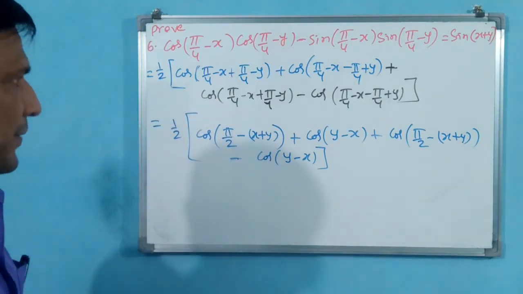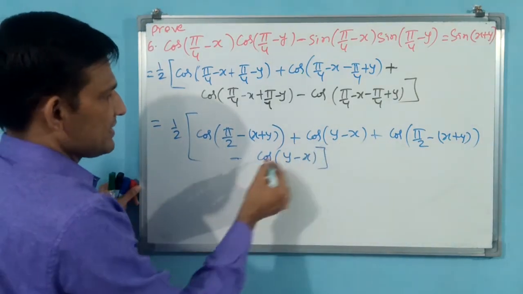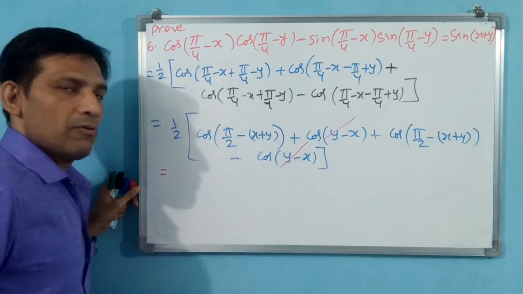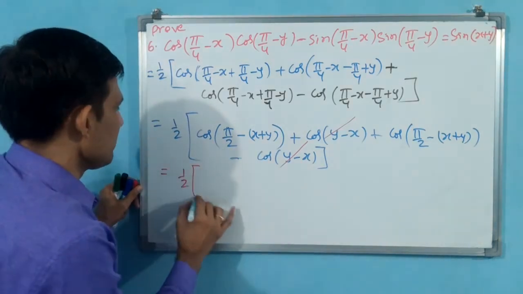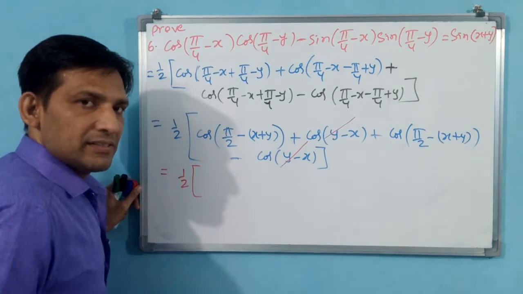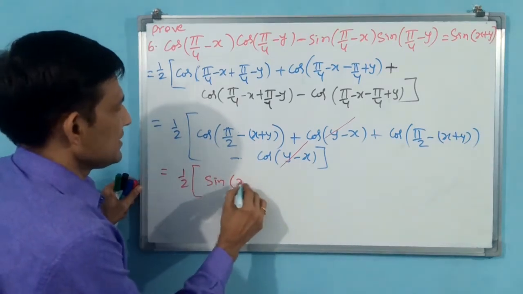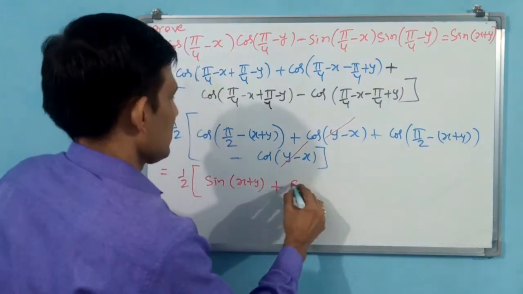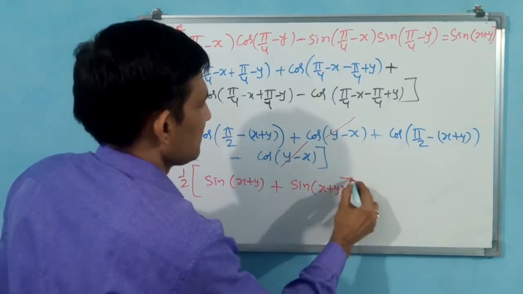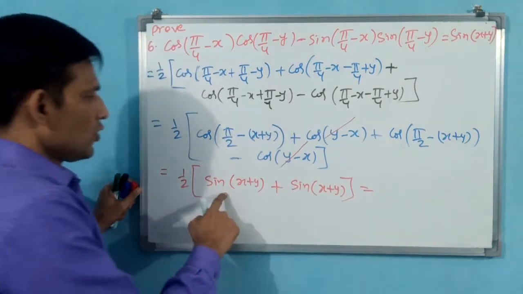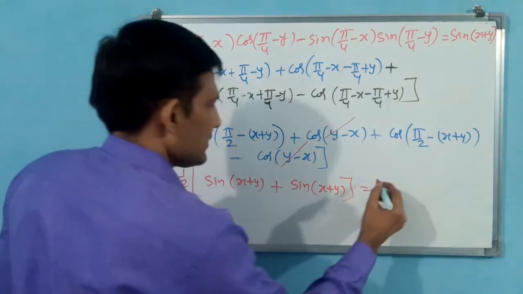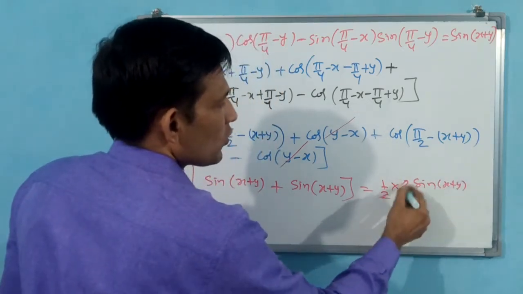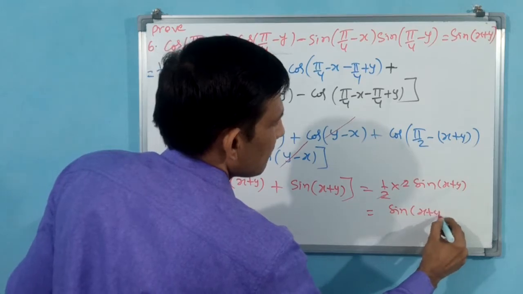If you observe carefully, cos of y minus x plus is there, cos of y minus x minus is there. What you have to do? You have to cancel these two. Then you come here. 1 by 2 into cos 90 minus theta sin theta. You write sin x plus y plus cos 90 minus theta sin theta, sin x plus y. Now sin theta plus sin theta is 2 sin theta. 1 by 2 into 2 sin x plus y. The 2 is going to get cancelled. Sin of x plus y will come.